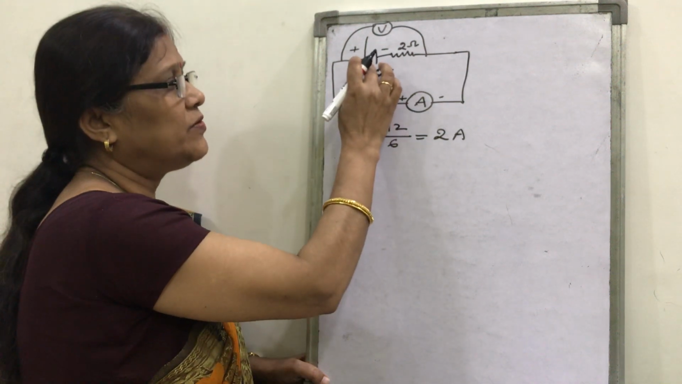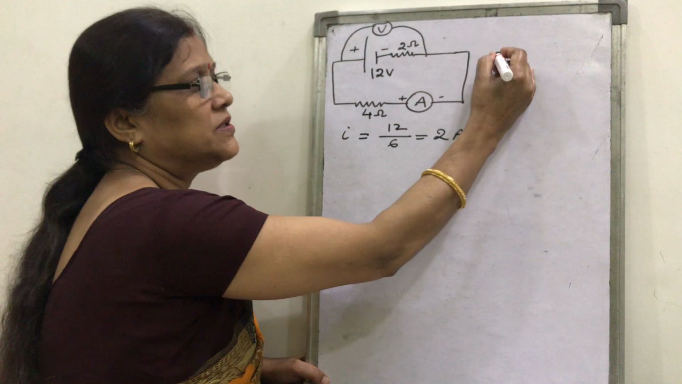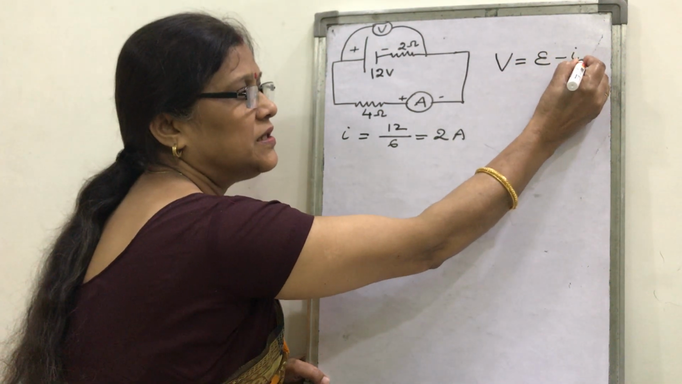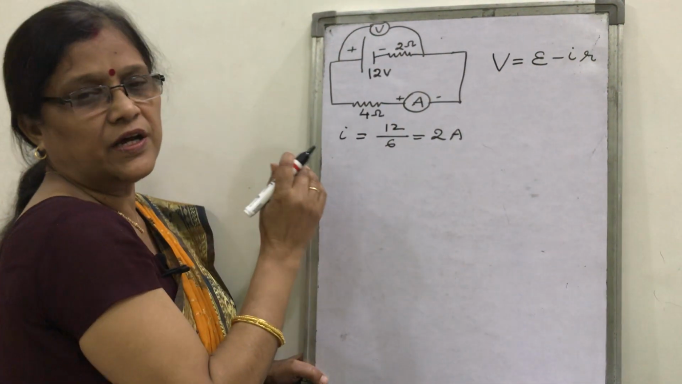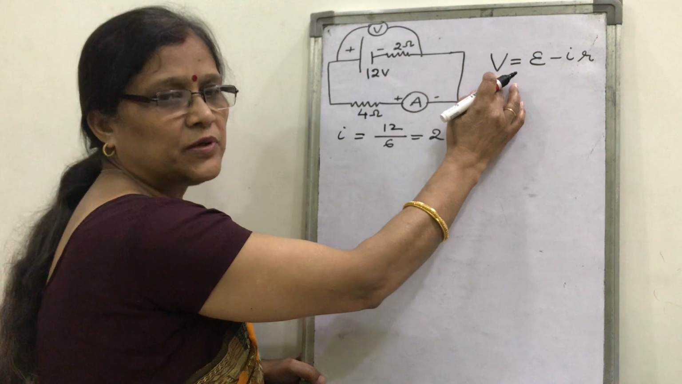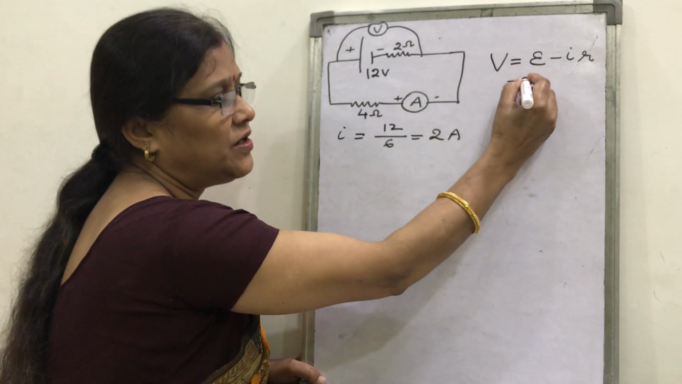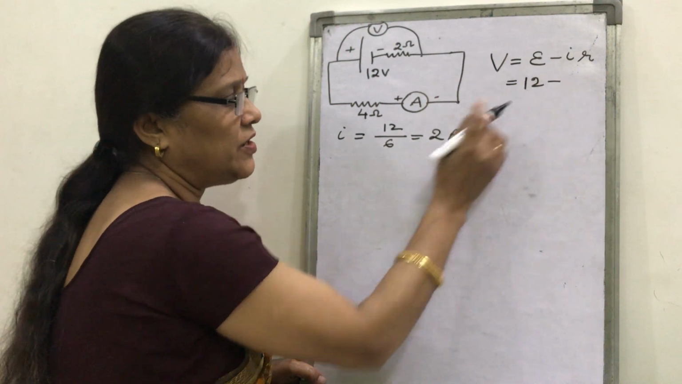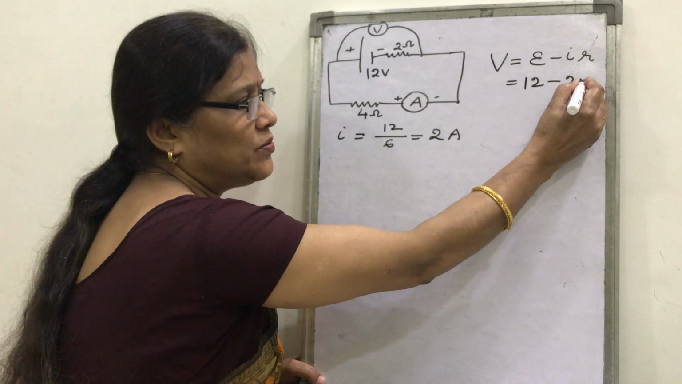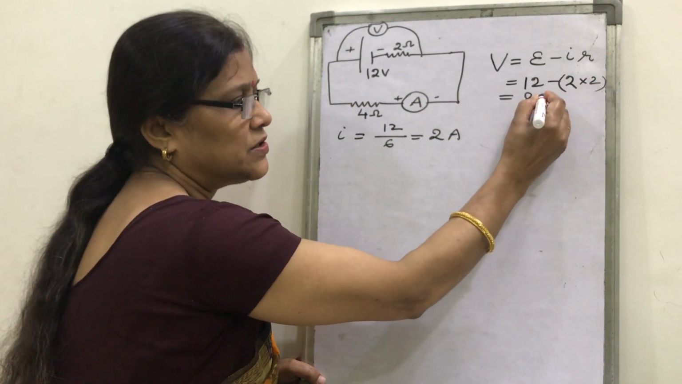Now the current flowing is 2 ampere, and for the terminal potential difference of the cell, you know this relation, V equal to E minus Ir. Whenever the cell is giving current in a circuit, then the terminal potential difference is expressed like this. Put in the values. EMF is 12 volt, I you have calculated as 2, and r is given as 2. Then what is the reading of the voltmeter? This is 8 volt.